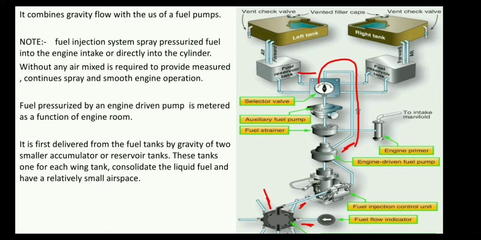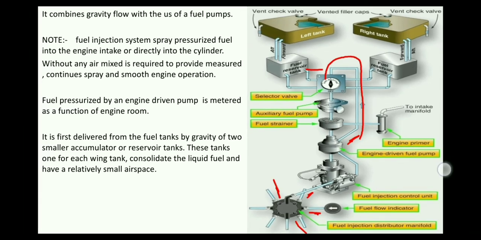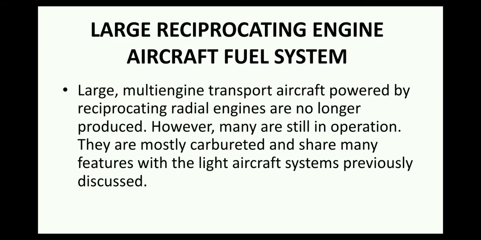After that we discuss the large reciprocating engine aircraft fuel system. What we studied before are the types of small aircraft fuel systems; these systems are used only in small aircraft. The large multi-engine transport aircraft powered by reciprocating radial engines are no longer produced. However, many are still in operation. They are mostly carbureted and share many features with the light aircraft systems previously discussed.